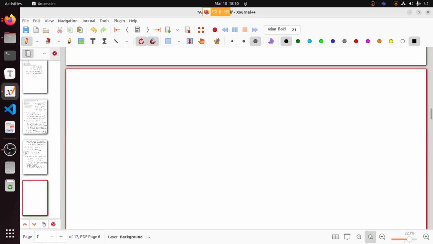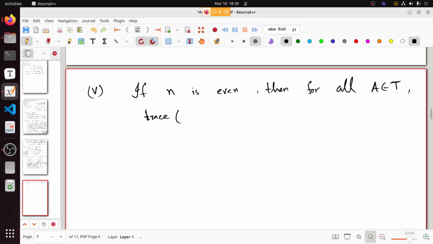Let's check it here. It's saying that if n is even, then for all A in T, meaning in the set of all permutation matrices, the trace of A is even. It's saying this. We will show that this is false.